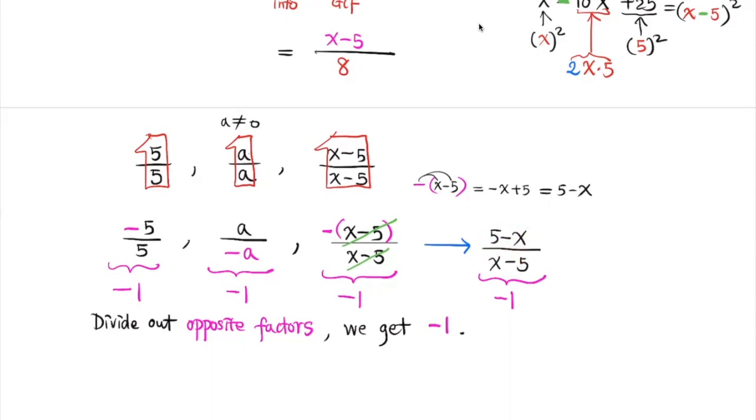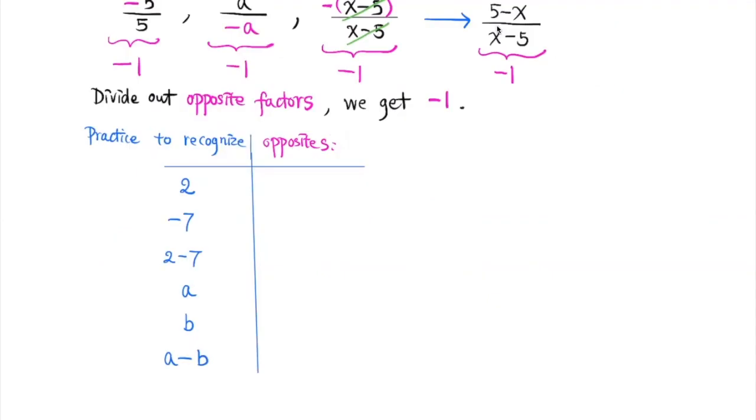5 minus x and x minus 5 are opposite factors of each other. So when we divide them out, we will get -1. Before we move on, let's do some practice to recognize opposites. The opposite of 2 is -2. The opposite of -7 is +7.